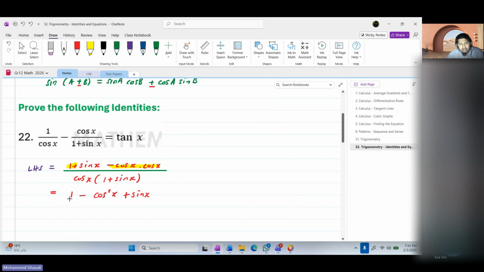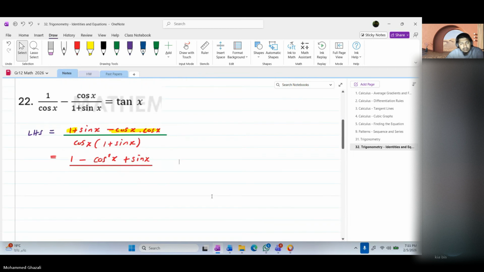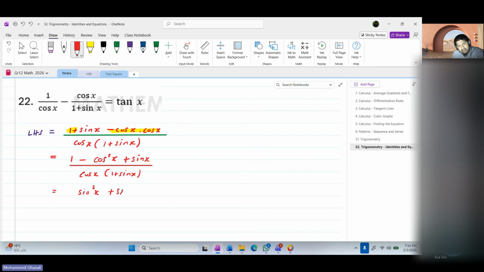So we're going to change that into sine squared over the same LCD, which is cos x into 1 plus sine x. 1 minus cosine squared is sine squared x, plus sine x, divided by cos x into 1 plus sine x. Guys, I'm just going to write the LCD here. Let's just write cos x into 1 plus sine x.